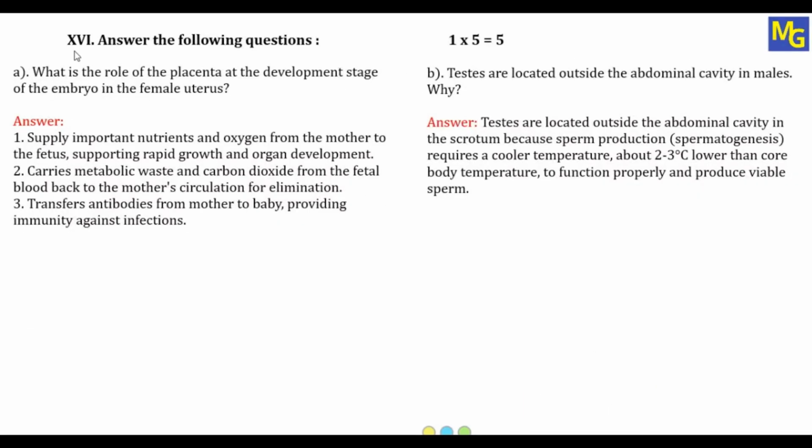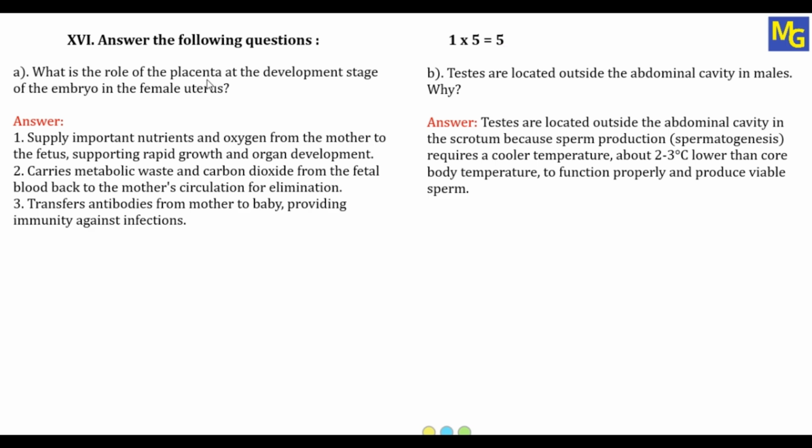The next section, that is section number 16, answer the following question. Here also we have to answer only one question which carries 5 marks. So total marks we are going to get is 5, and this again has an OR option. So first we'll see the main question which has A and B parts. Also it has a C part.